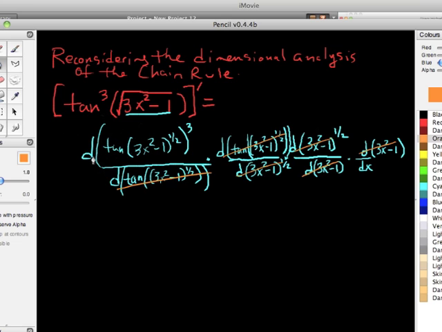cancel them. We're left with the derivative with respect to x of tangent of 3x squared minus 1 to the 1/2 raised to the 3rd power. Well, that's what I was asking for up here. So that's why it works. Now let's take some derivatives.